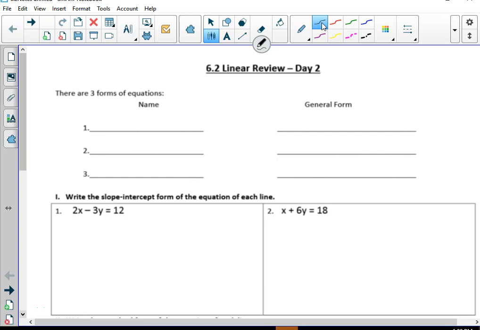Forms of the equation. There's slope-intercept, which is what you just did. There's standard form. Did we do that? And there's point-slope form. Those are the three different types. Alright? So, what do they look like?